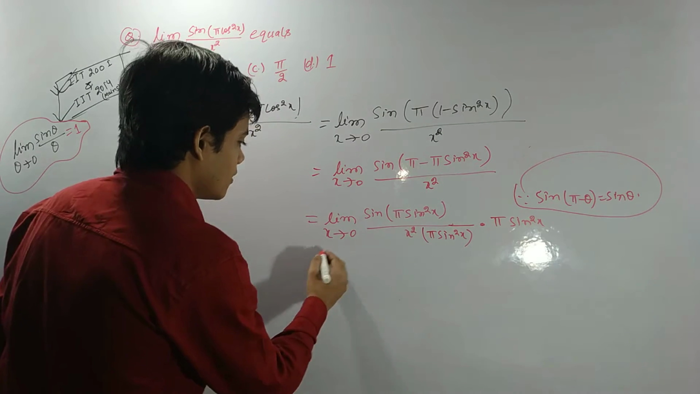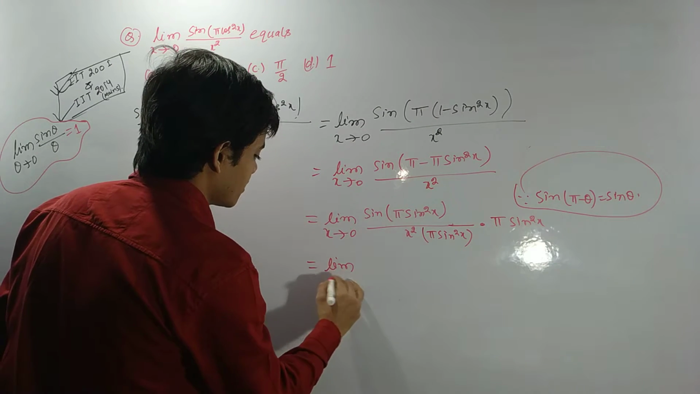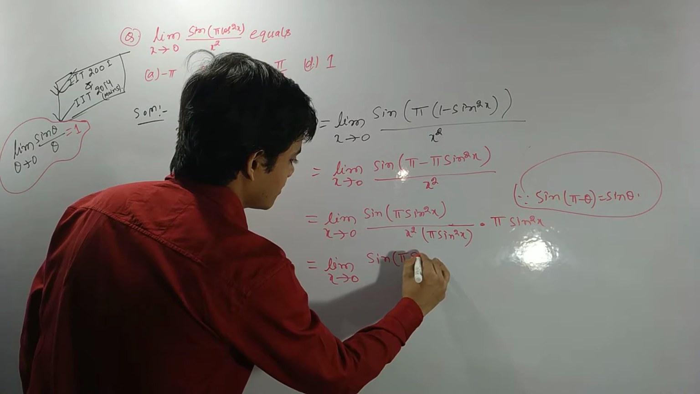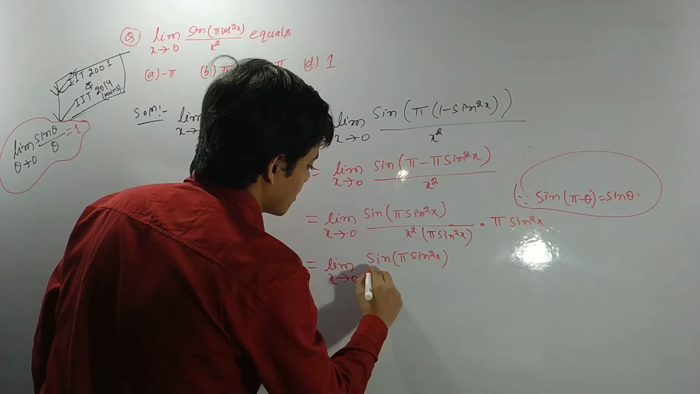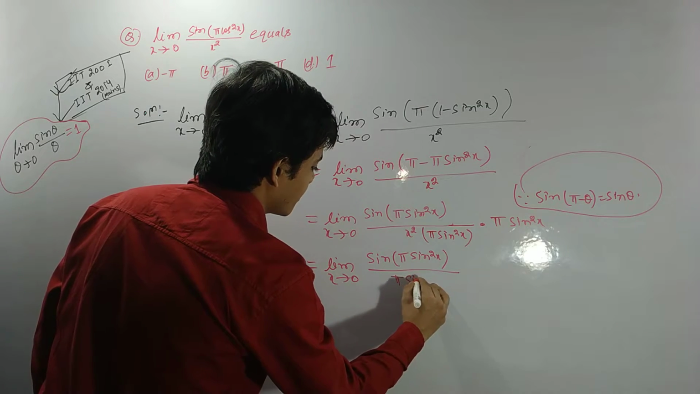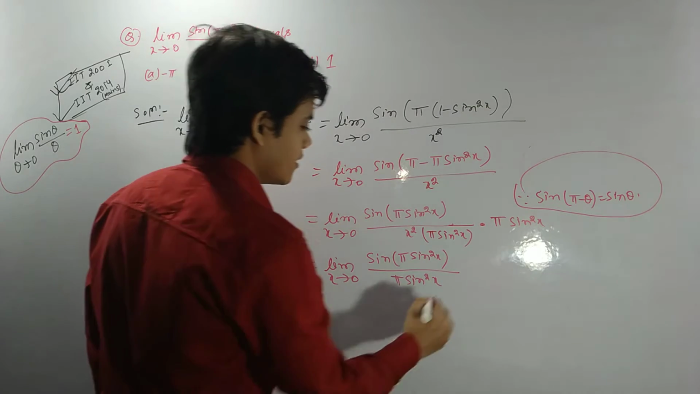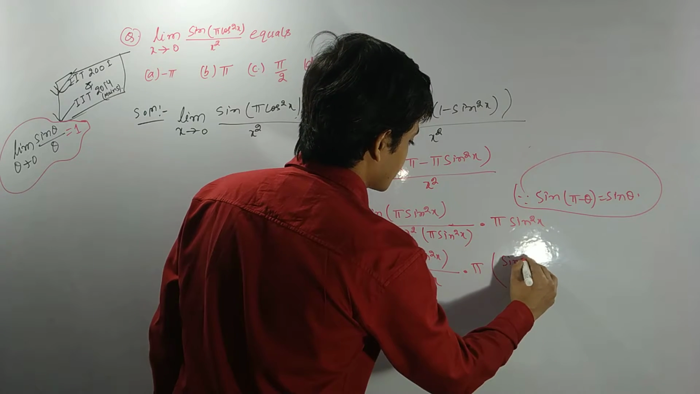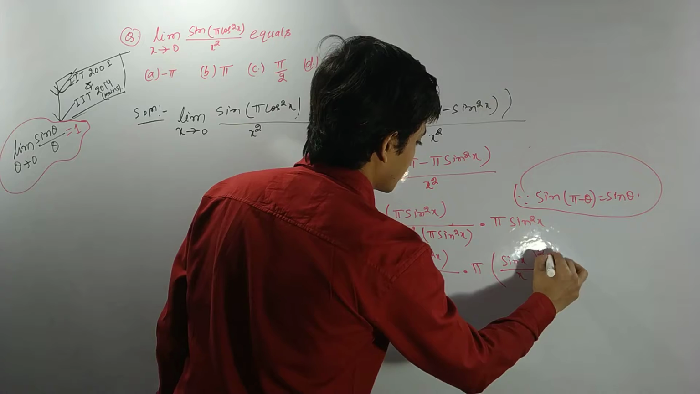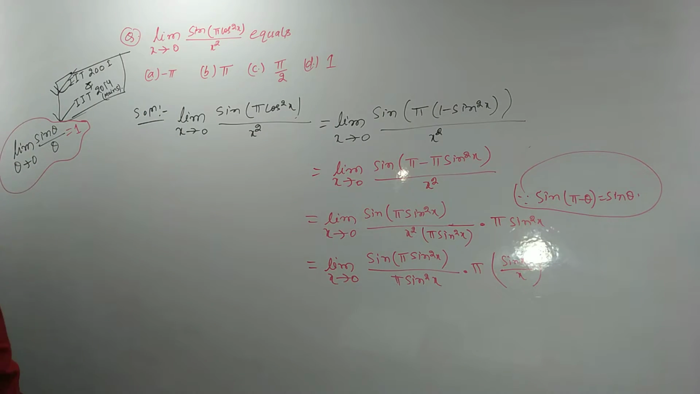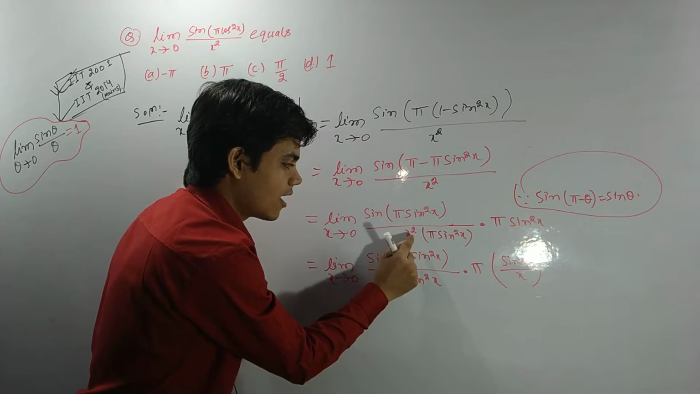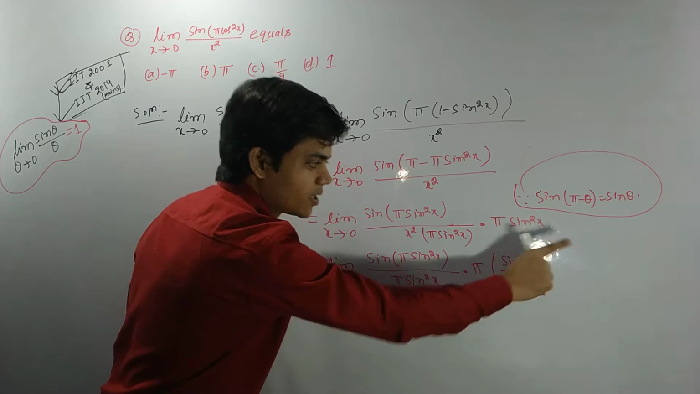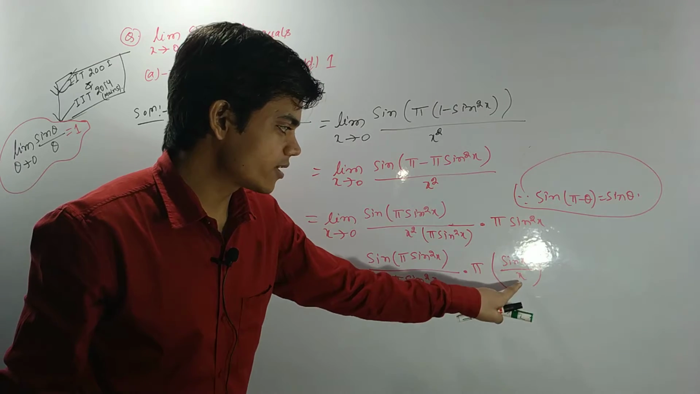So now from here what can you say? Limit x tends to 0 sine of pi sine square x upon pi sine square x, into pi into sine x upon x whole square. How can you say this? Sine square x upon x square comes here, so sine x upon x complete square, because this is sine square x upon x square.